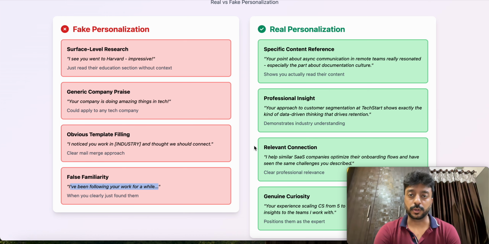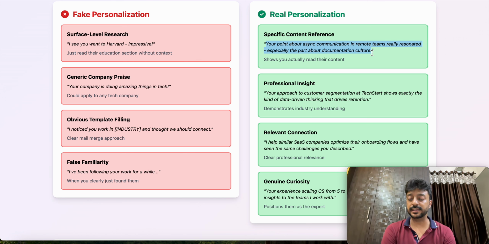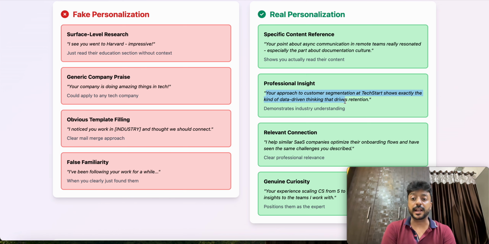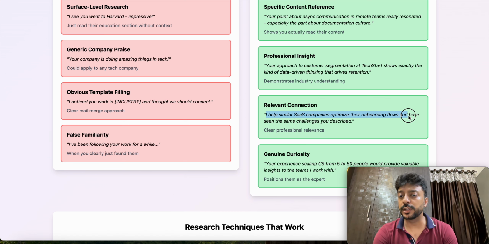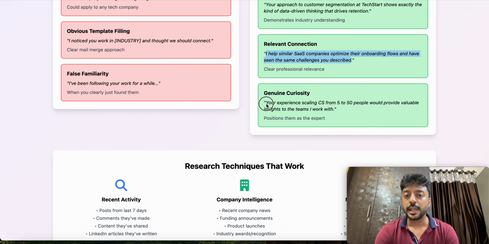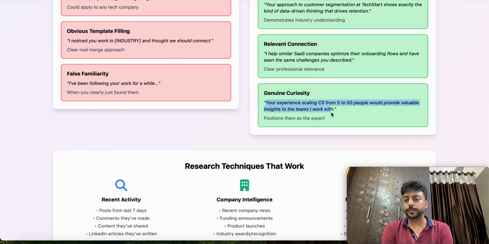But what you can do is, your point about async communication and remote teams really resonated, especially the part about documentation culture. That shows yes, I have done some research about the content that you write. Professional insight: your approach to customer segmentation at Techstars shows exactly the kind of data-driven thinking that drives retention, because I have seen your experience. Relevant connection: I help similar SaaS companies optimize their onboarding flows and have seen the same challenges you described, because I am working in the same niche as yours. Genuine curiosity: your experience scaling CS from 5 to 50 people would provide valuable insights to the teams I work with, because I want to learn from your experience.